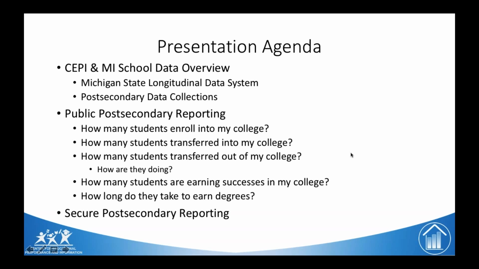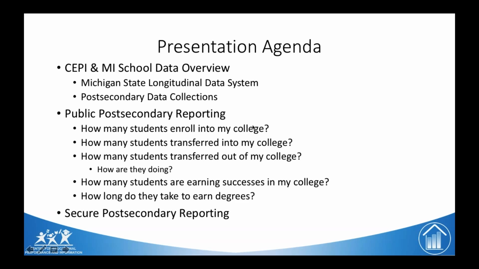Okay, so today we'll go over just really quickly what CEPI and My School data is for those of you who don't know. I'm going to assume that there is some familiarity with at least My School data in the room, and CEPI. So again, we're focusing on the data, so I don't want to go over that for too long, but then we'll cover our public reporting, which answers questions like how many students enroll into my college, how many students transfer into and out of my college, how many students are earning successes in my college, and how long are they taking to earn these degrees or successes.